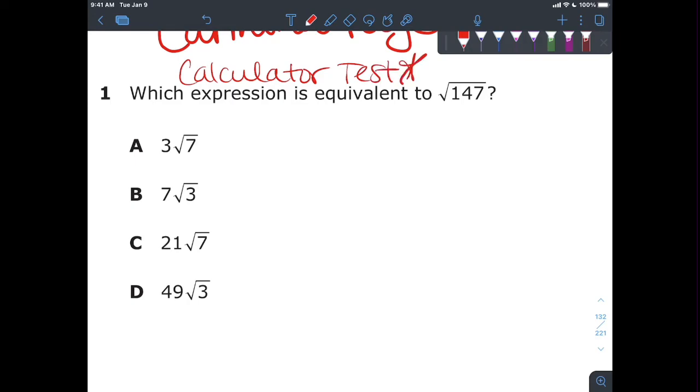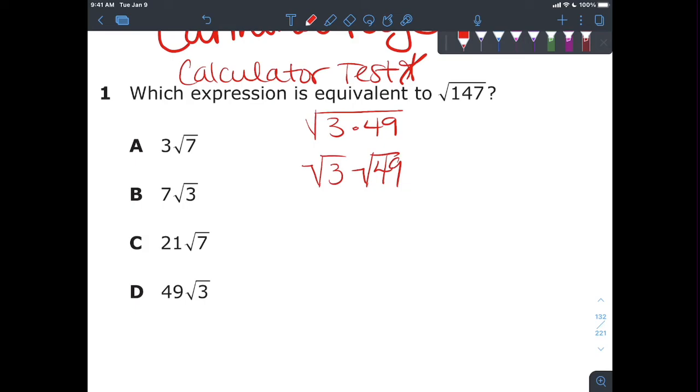So let's go ahead and take a look at this. Square root of 147. I asked myself, is it evenly divisible by anything? I suspect it might be divisible by 3. So I'll rewrite it like this. Once I have this, I can split these apart.